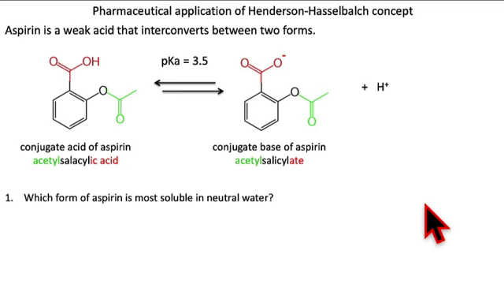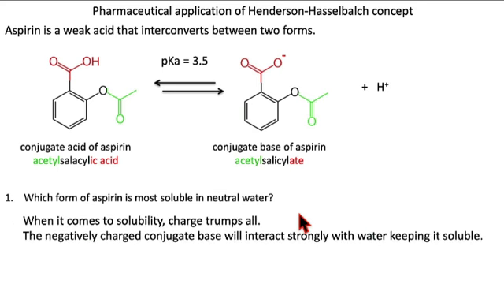Which form is more soluble in neutral water? Well, if it's in neutral water, it is an acid. It is a proton donor, which means it will exist mostly as the conjugate base. And that conjugate base has a negative charge, and a negatively charged compound is much more likely to be soluble than a neutral compound, especially when they have a big aromatic group on them. So the conjugate base being charged will certainly be more soluble than the conjugate acid form.